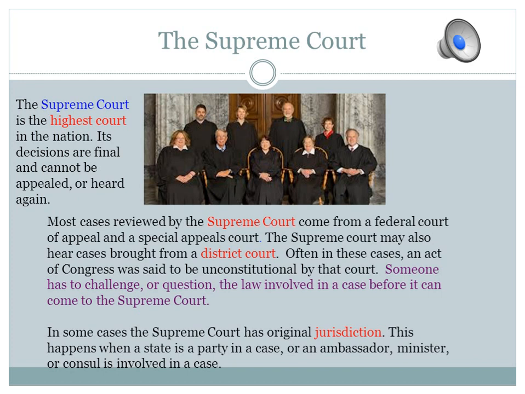Most cases reviewed by the Supreme Court come from a federal court of appeal. And remember, the federal court of appeal, in that order of the 3 courts, is right below the Supreme Court, and right above the district courts. The Supreme Court may also hear cases brought from a district court, so they could even be reviewed from the bottom. Often in these cases, an act of Congress was said to be unconstitutional by that court.